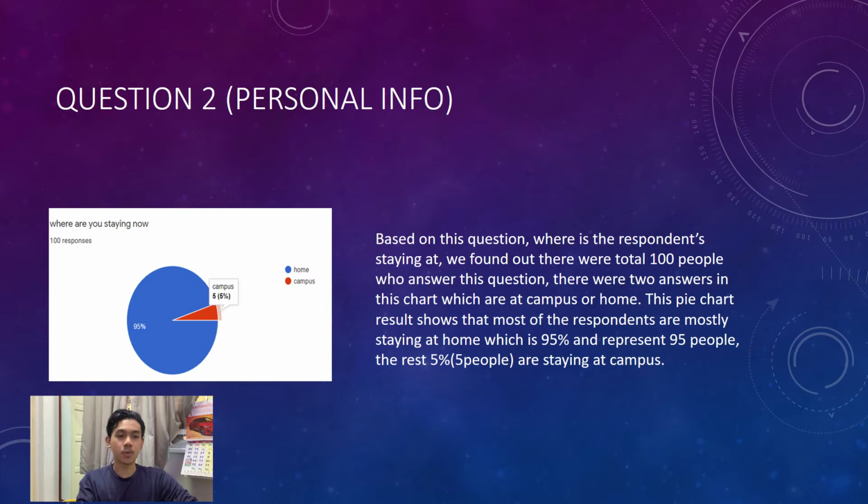Question 2, still personal info. Based on this question, where is the respondent staying? We found there were a total of 100 people who answered this question. There were 2 answers in this chart, which are campus or at home. This pie chart result shows that most of the respondents are staying at home, which is 95%, representing 95 students staying at home, and then 5% staying at campus.